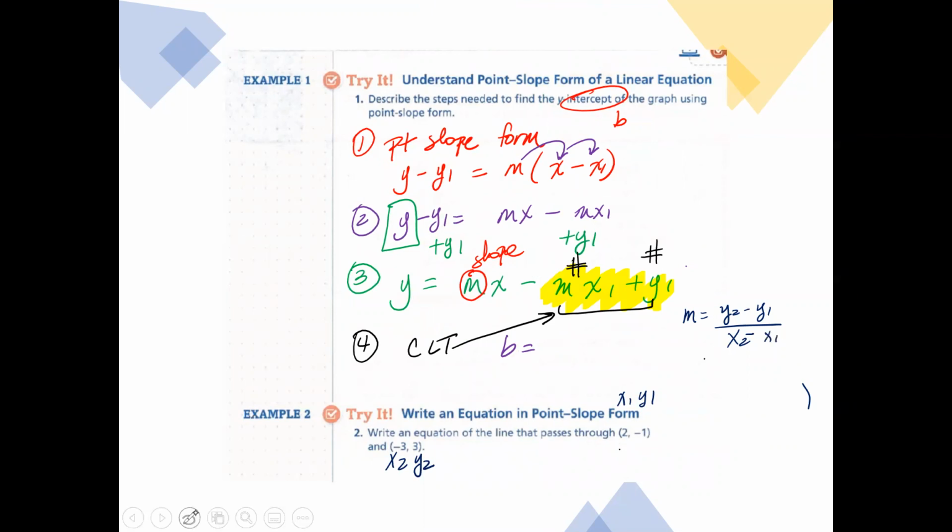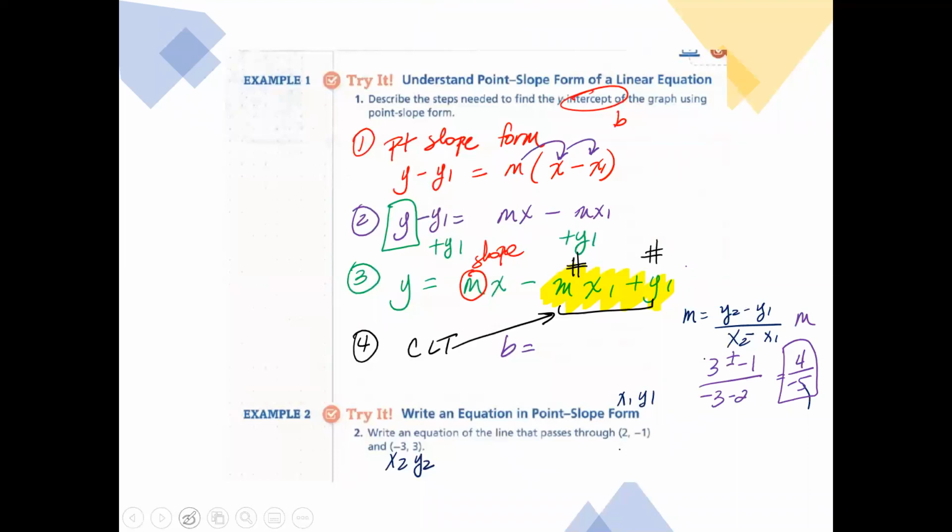Okay, so now that I have this, let's go ahead and plug those in. I'm going to have y sub 2, which is 3, minus y sub 1, which is -1. Okay, so that's going to be a positive, over x sub 2, which is -3, minus 2. 3 plus 1 is going to give me a 4. That's going to give me a -5. So this right here is your slope.